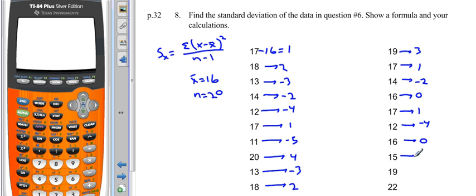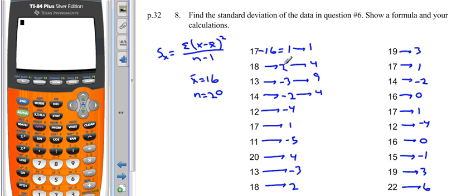Okay, I hope all these values are correct. I think we should be good. So now, first step, take care of what's in parentheses, x minus x bar. Second step, again following order of operations, is to square each of these numbers. Fortunately for us, they're all pretty small numbers, so squaring them isn't bad.